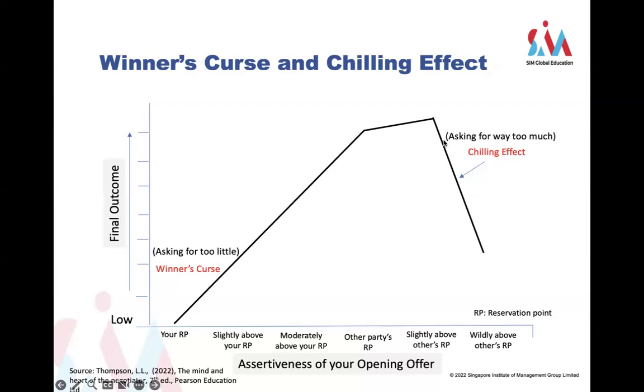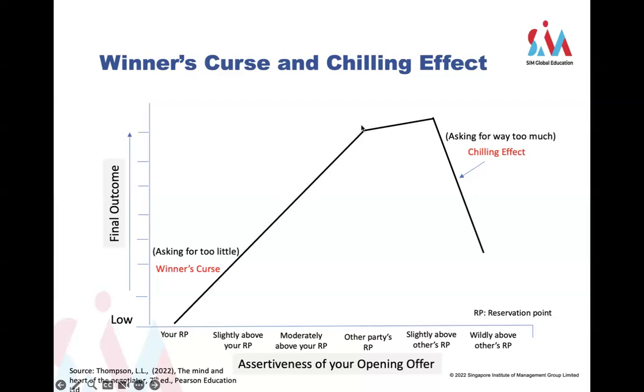You can see that the line comes down immediately, very sharply. You are already asking for way too much. This is what we call the chilling effect. At this stage, nobody is interested to negotiate with you anymore. So if we look at this diagram again, the first part here is the winner's curse. You're asking for too little until you reach this point, whereby it is at the other party's reservation point. That means you get all the surplus for yourself. This is the ideal point to close the deal.